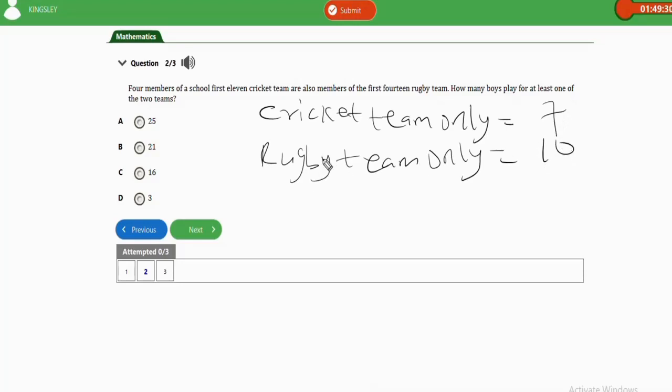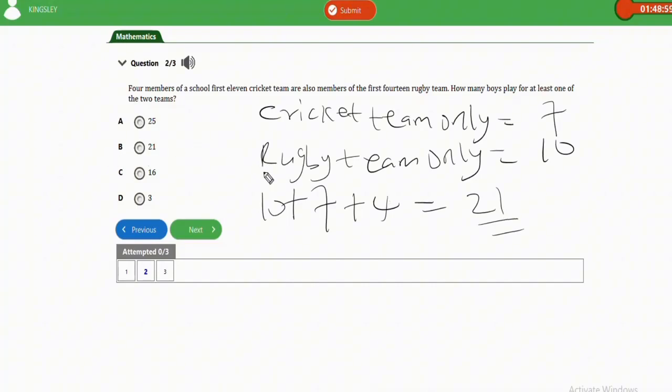So now get at least one of the teams. Alright, one of the 2 teams, it will give you 10 plus 7. This is how you do it: 10 plus 7, then plus the 4 you subtracted from both teams. When you sum these, you're going to have an output of 21, and this will give you how many boys play for at least one of the 2 teams. Alright, so the correct option is option B. It's as simple as this.